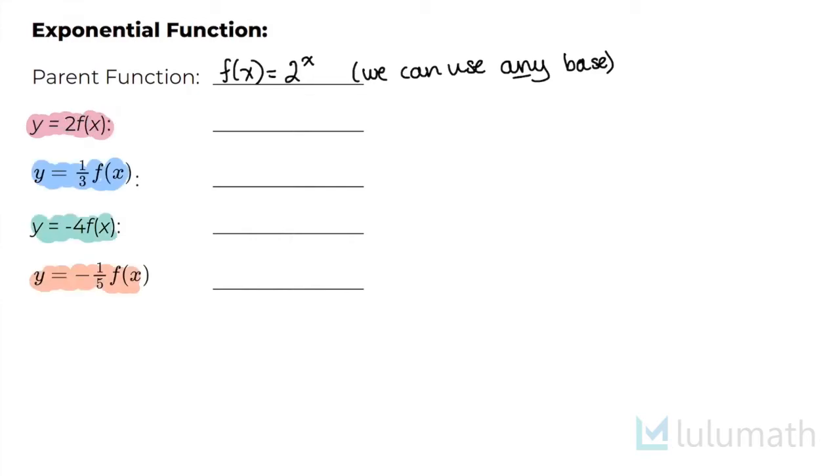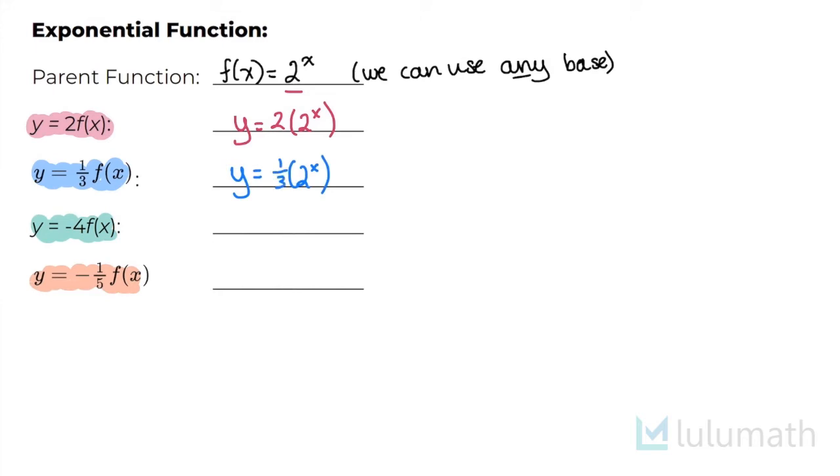So for our red one, we will take this 2 to the power of x, and we will multiply it by 2. So it's 2 times 2 to the power of x. Our blue graph, we're multiplying 2 to the power of x by 1/3. So it's 1/3 times 2 to the power of x.